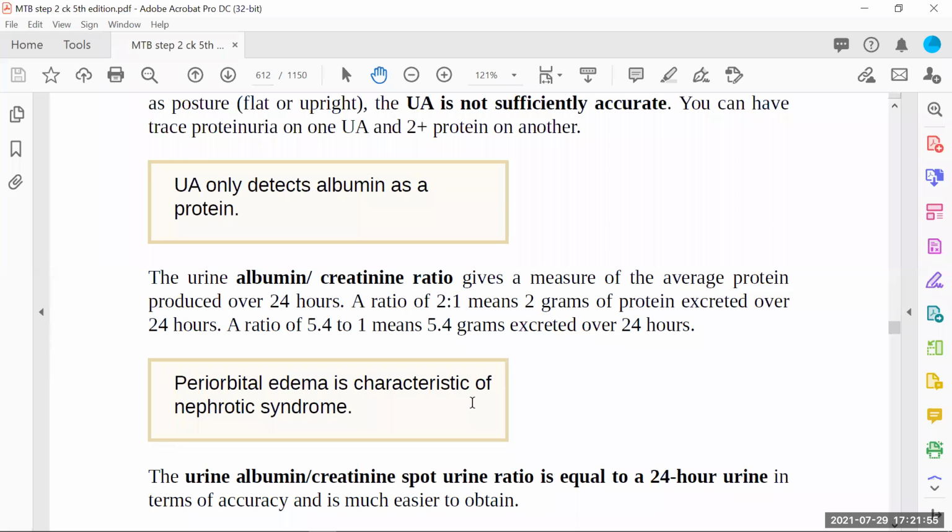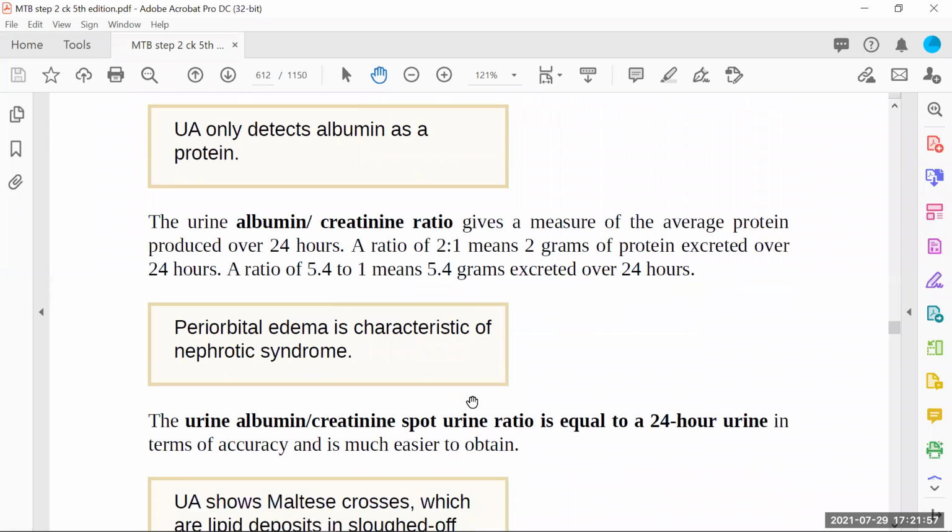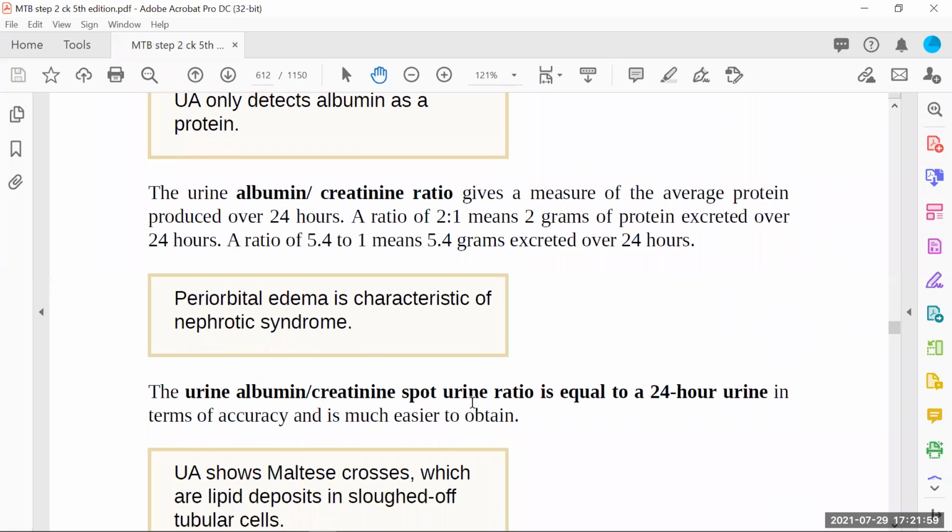Periorbital edema is a characteristic of nephrotic syndrome. Of course, not only periorbital, the whole edema anywhere in the body. So think about the anti-gravity, periorbital, not only leg dependent or gravity dependent, which is happening in congestive heart failure. So that's a very important clue. Once the baby or any patient presents to you having periorbital edema, the puffiness around the eyes, you can think about nephrotic syndrome.